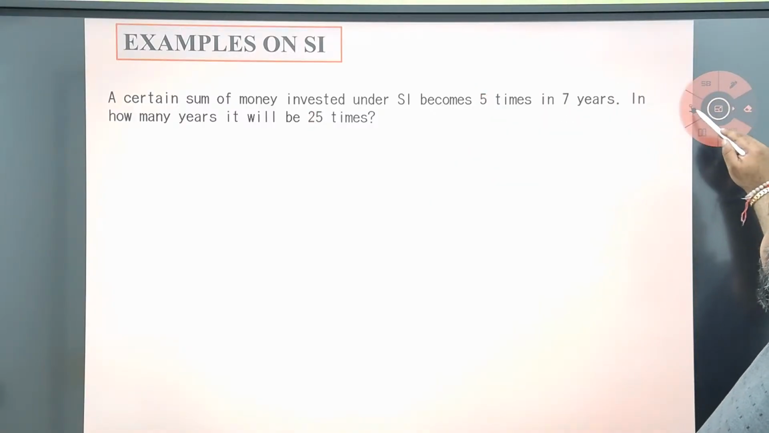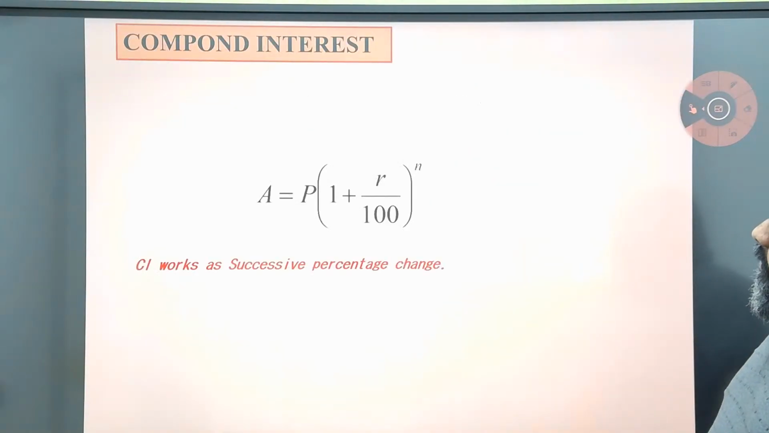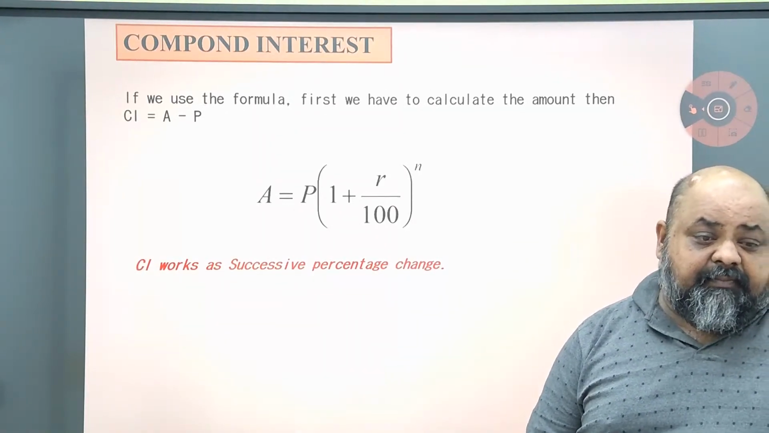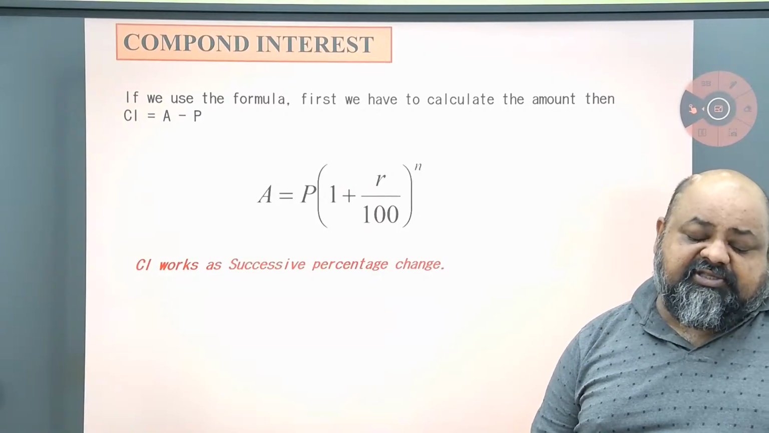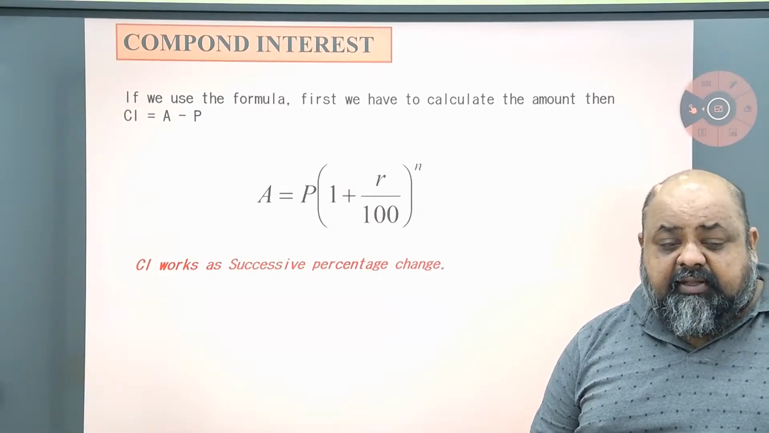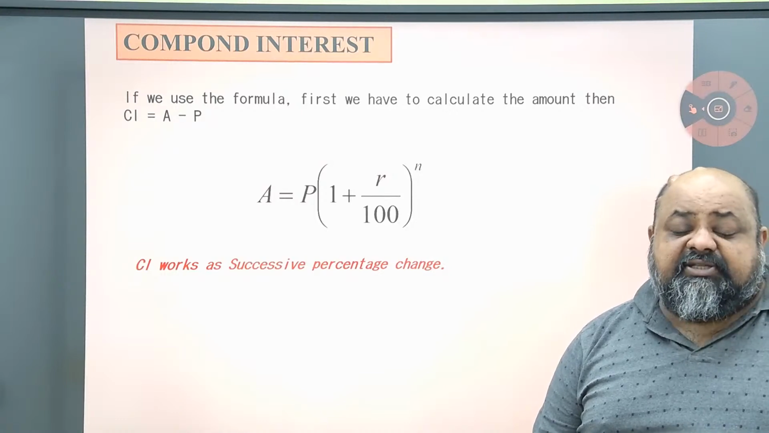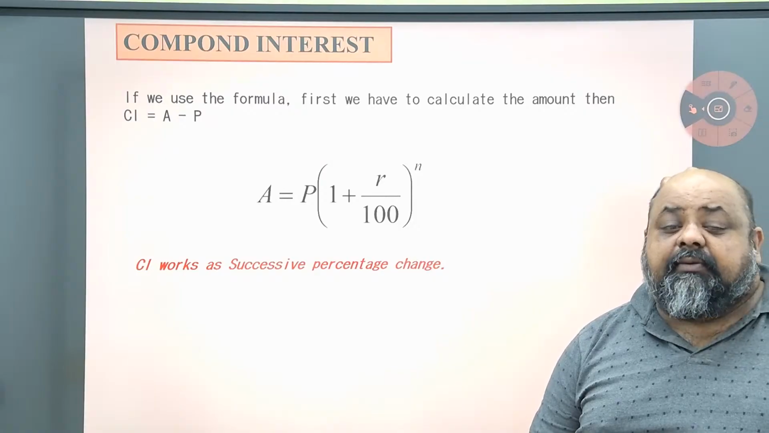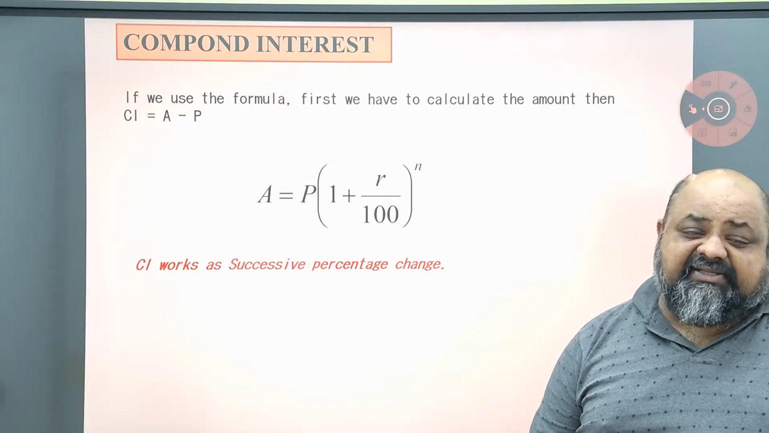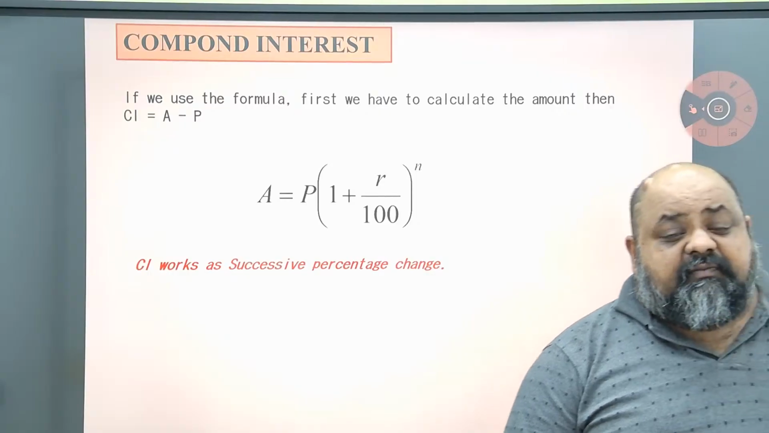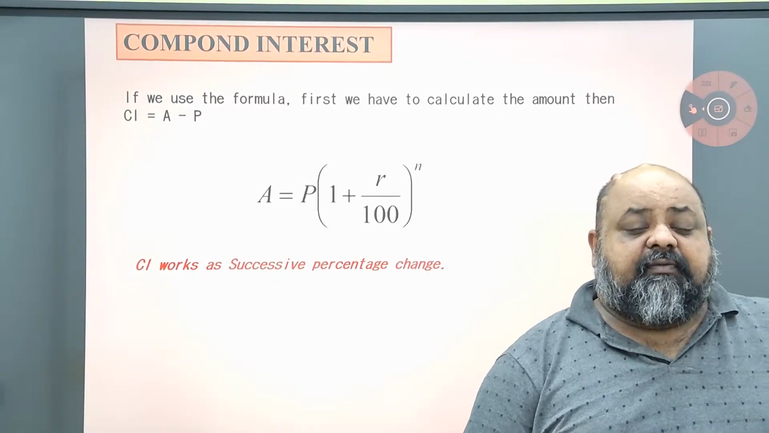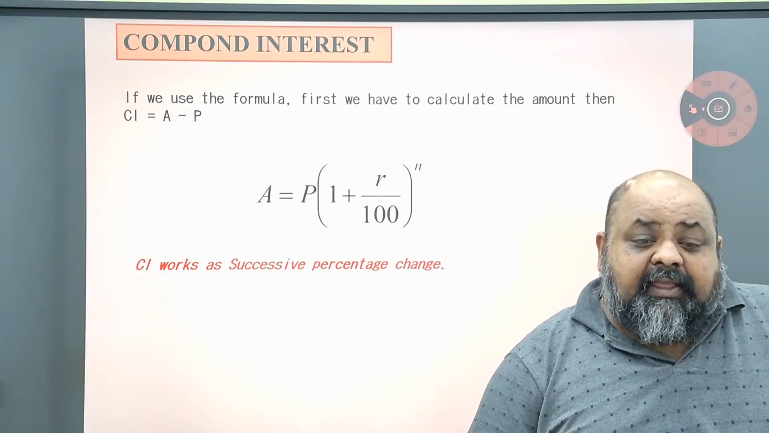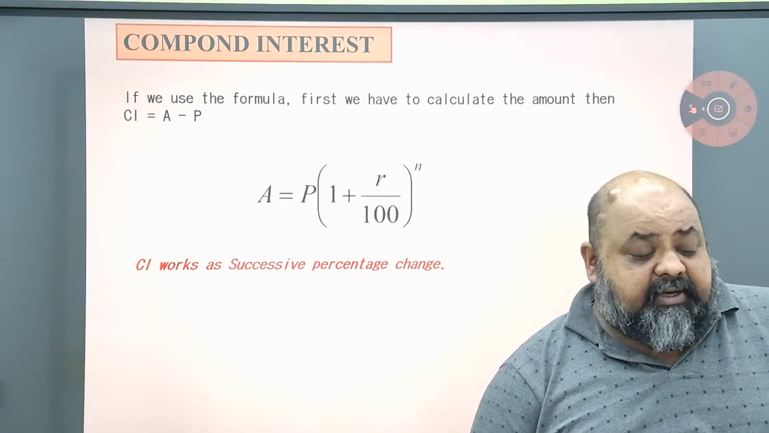Moving on, compound interest. For compound interest, the formula is given by: the amount is equal to principal into 1 plus r upon 100 raised to power n. Now my question is, where have you earlier read this expression 1 plus r upon 100? If you've done percentages, you would have come across the concept of multiplying factor. So if a value increases by 20%, it becomes 1 plus 20 upon 100 of itself. That is the idea of compound interest.